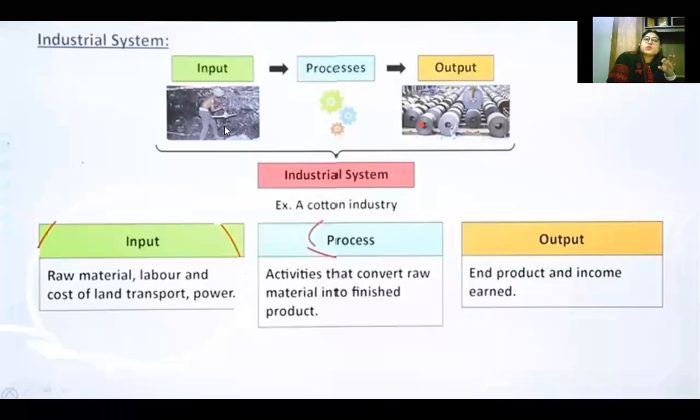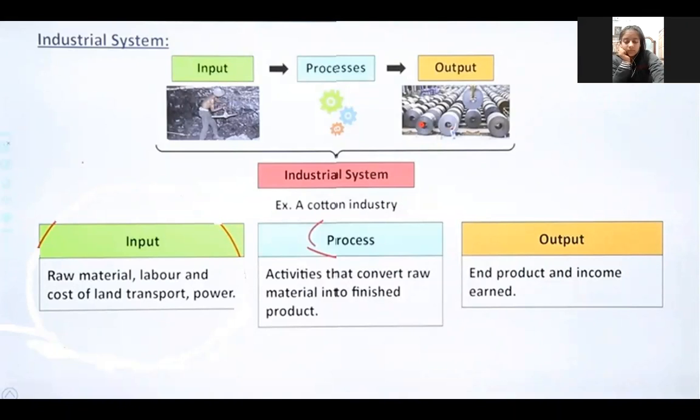Input is the people who are working there in the factory, who are furnishing the raw material. Then step by step that raw material is getting finer and finer, and ultimately the finished product is the output. So processes are the machines and the labor which is working there, and output is the finished product that you get from the industries. Okay, so this is the industrial system.